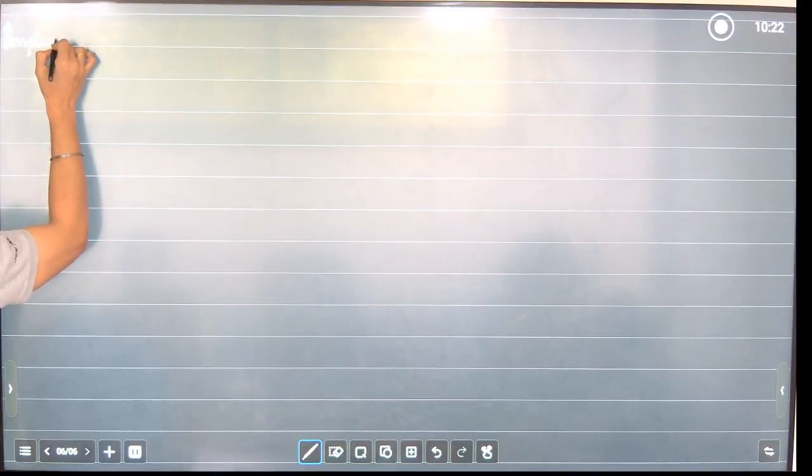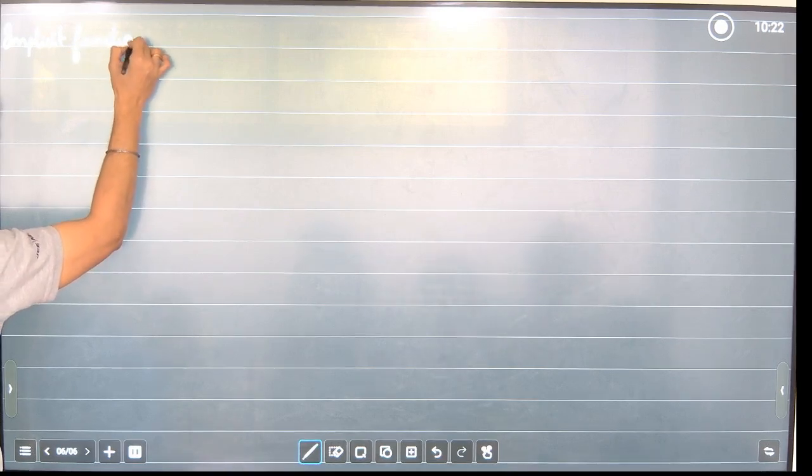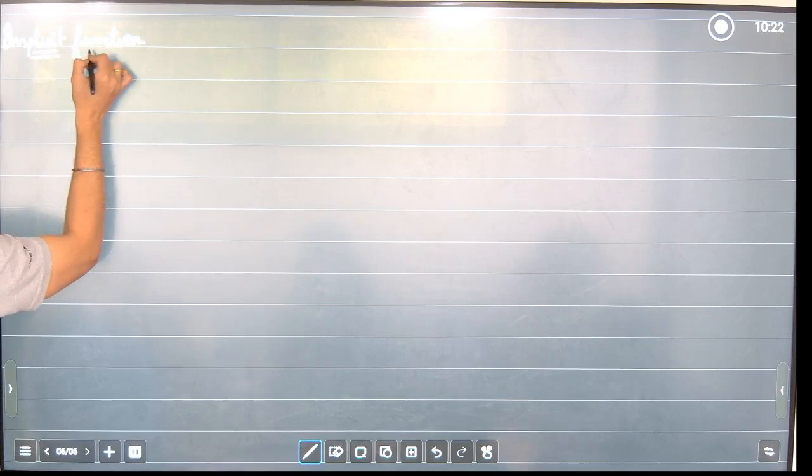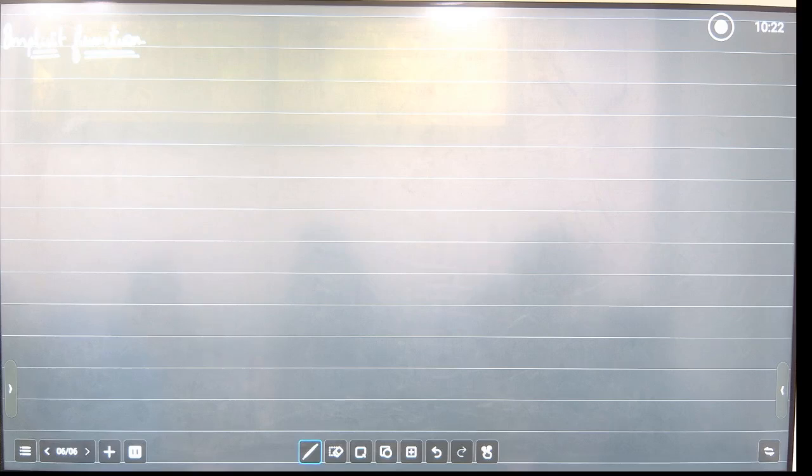Next topic is implicit function. Now, till now all the sums that we have done, we always started with y is equal to. This is how we usually started with all the sums.